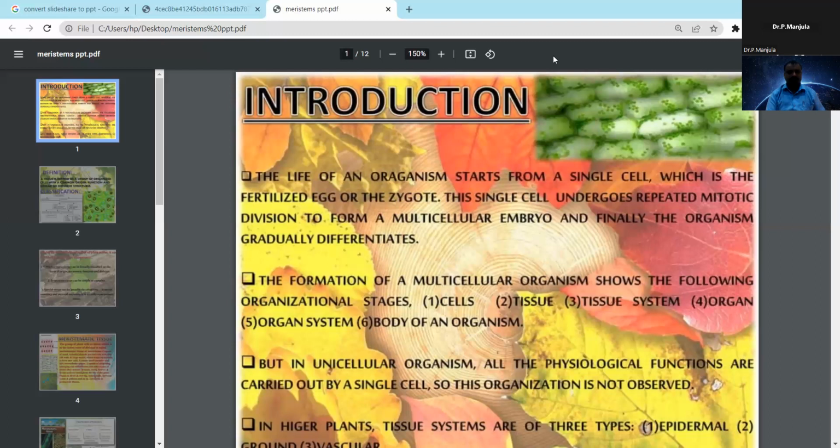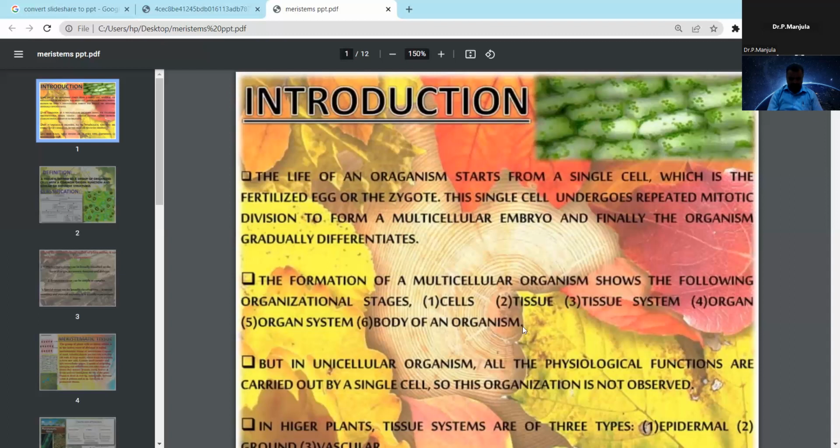Today we will discuss this. Generally, the living organisms are organized in stages. The basic organizational unit of any organism is the cell. A group of cells constitutes the tissue, a group of tissues constitutes the tissue system, and groups of tissue systems form an organ, then organ system, and finally the whole organism is formed.